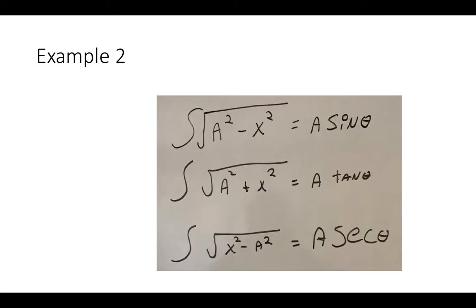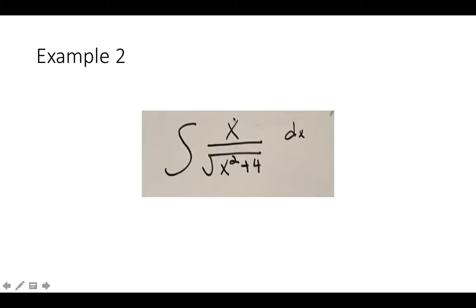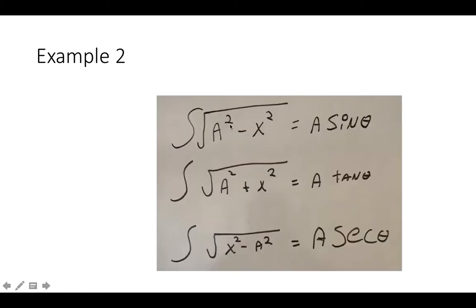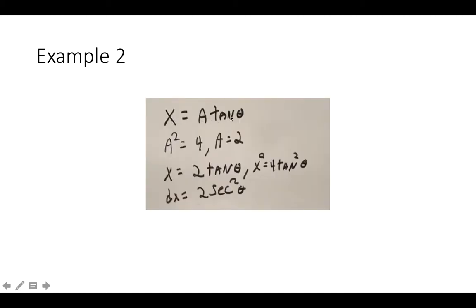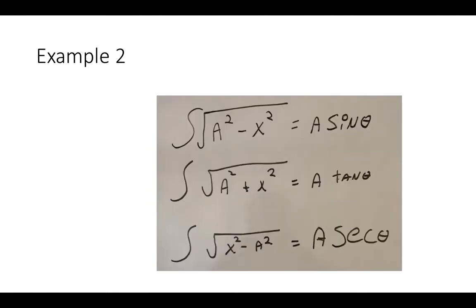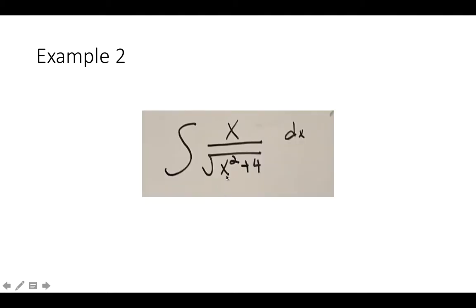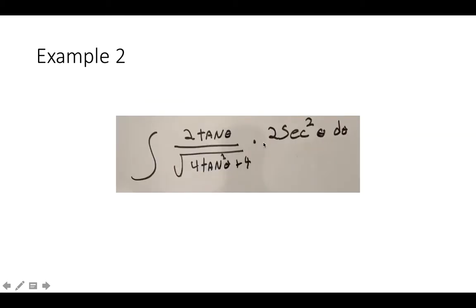So let's input our values in. We want x inserted here, we want x squared inserted here, and we want dx inserted here. So let's get x first. x is equal to a tan theta. a squared is 4, so that means a is 2. So we insert that: x is equal to 2 tan theta. We take the derivative, and we get dx is equal to 2 secant squared theta. And we can also square it, so then we get x squared is equal to 4 tan squared theta. So now we have our x squared and dx. We're just going to plug them into each respective value, and we're going to get this value.